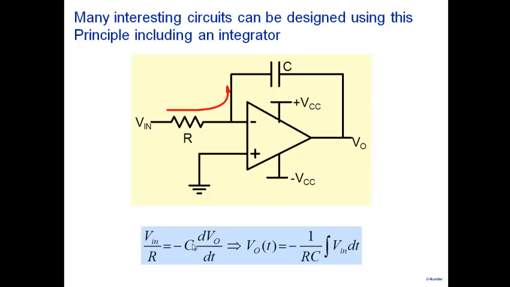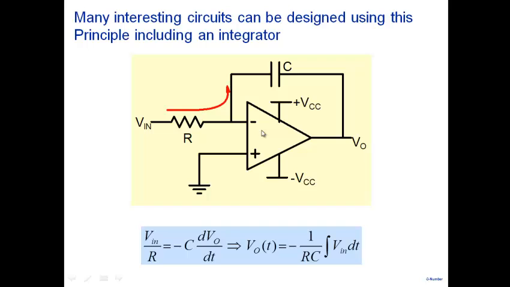Current through the capacitor is C dV naught by dt, with a minus sign because this is 0 here and this is V naught. And then, of course, rearranging, you show that V naught is minus 1 over RC integral V in dt. So there you have an integrator. Whatever input you apply, this is going to integrate that particular input, and the output would be given by this relationship. So we have an integrator which we have built using an ideal op-amp.